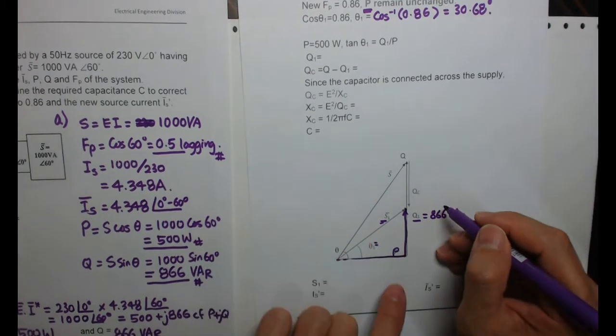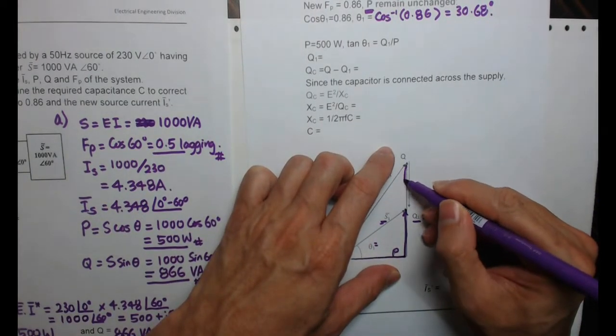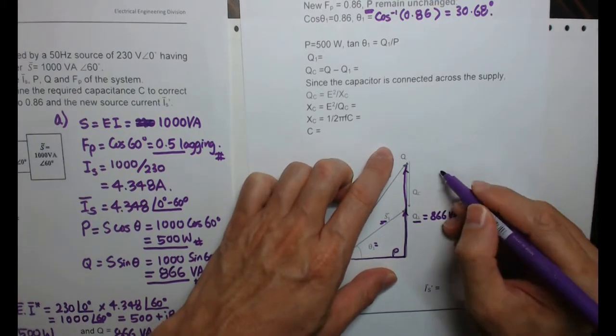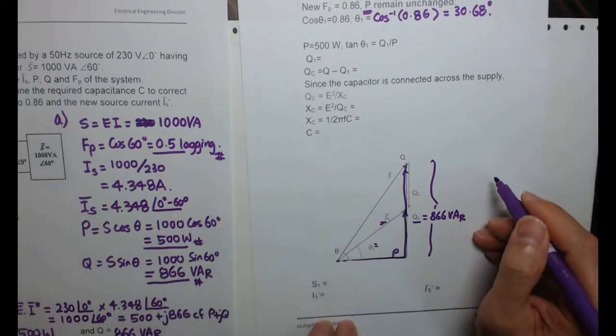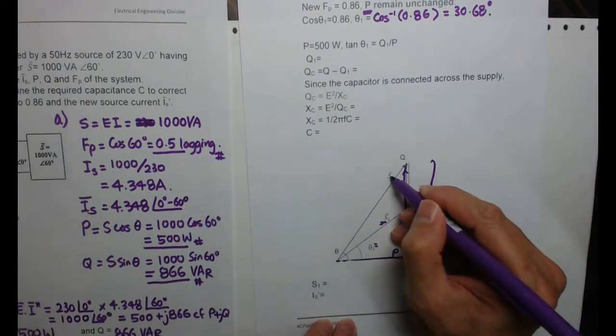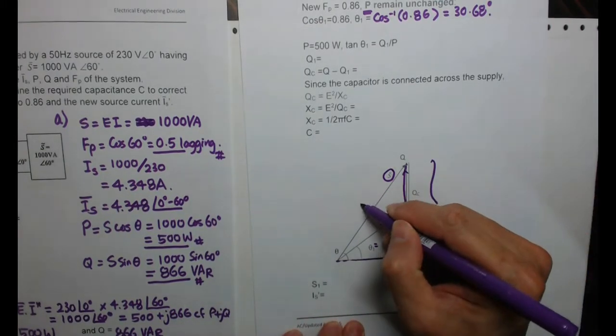Sorry, the other way around. The original power 866 is all the way here. It means from here to here. So this is the original power S, which is 1000.